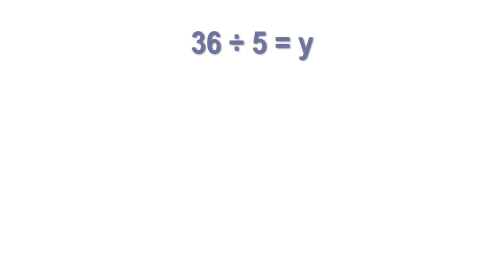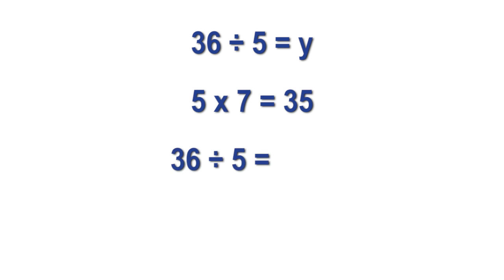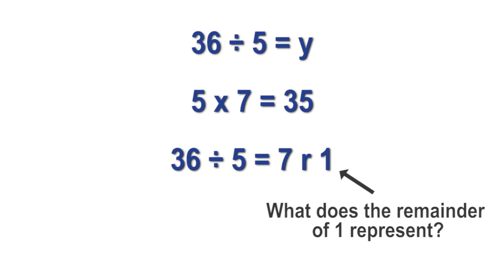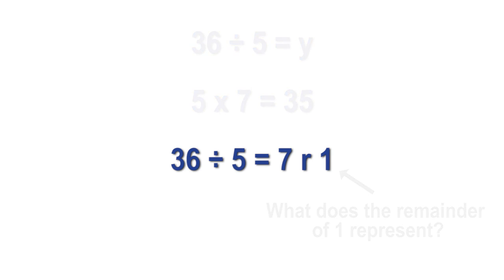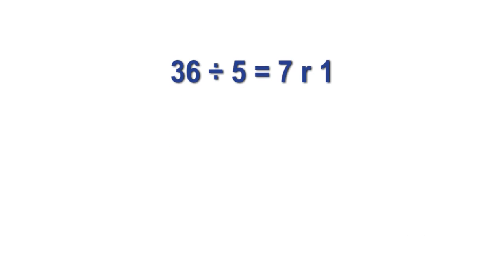If we were to solve 36 divided by 5 equals y, we know that 5 times 7 equals 35, so 36 divided by 5 equals 7, leaving a remainder of 1 because 36 minus 35 equals 1. Without a problem paired with this situation, it is difficult to express what the remainder is representing. Given the problem, there can be multiple ways of dealing with the remainder. We will look at different scenarios that involve this division equation and how the remainder can be used given the situation.